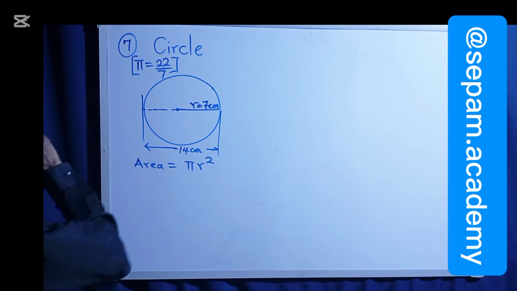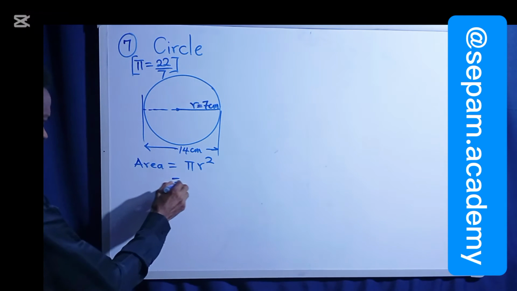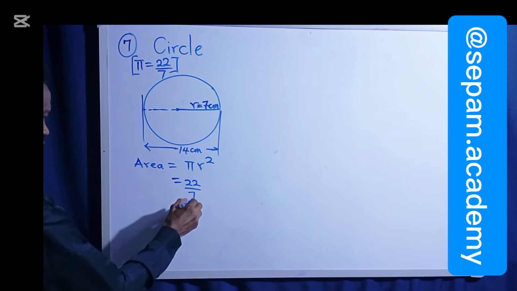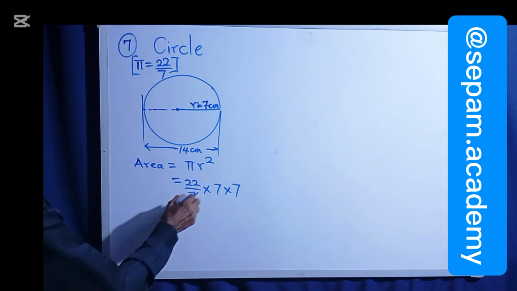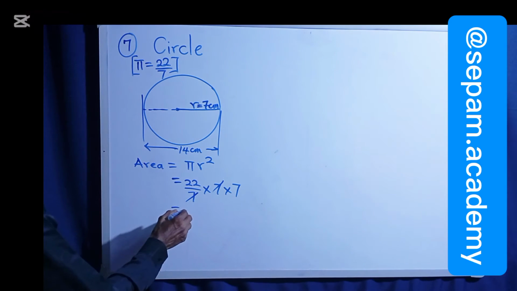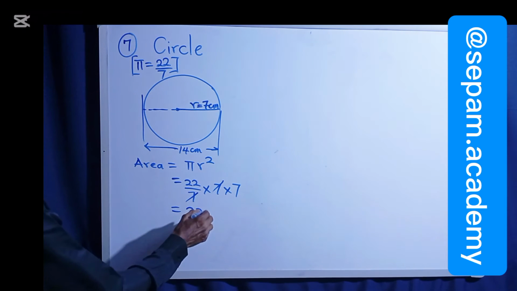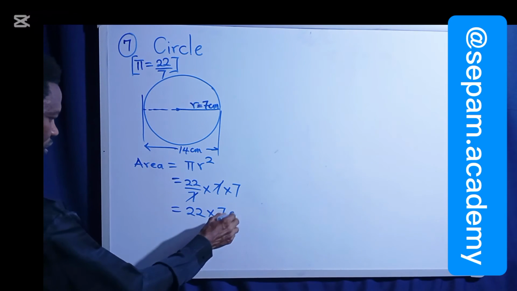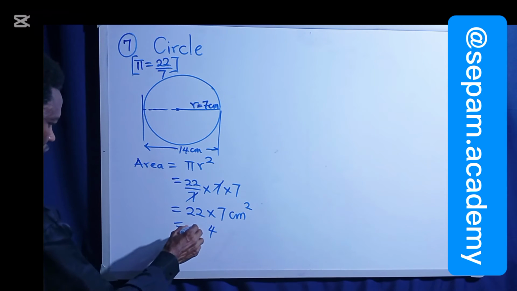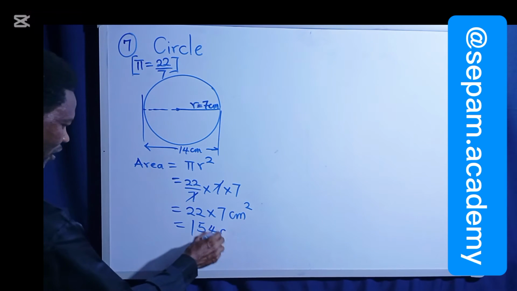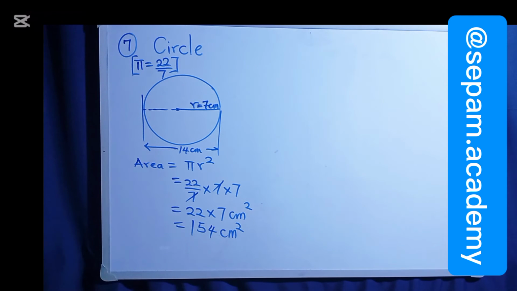So now, what is the area? Area is going to be 22 over 7 times 7 times 7. So 7 cancels 7, and we have 22 multiplied by 7 cm squared. So that will give us 154 cm squared. So this is how you calculate the area of a circle.